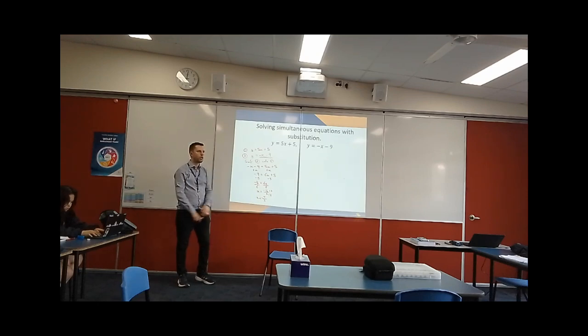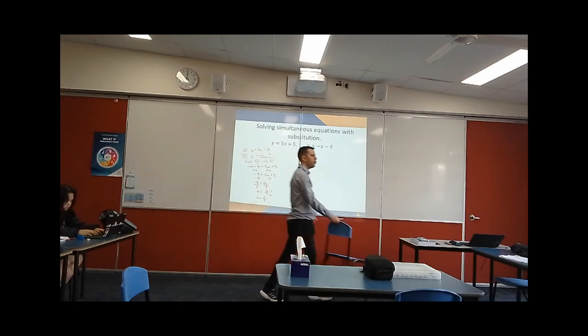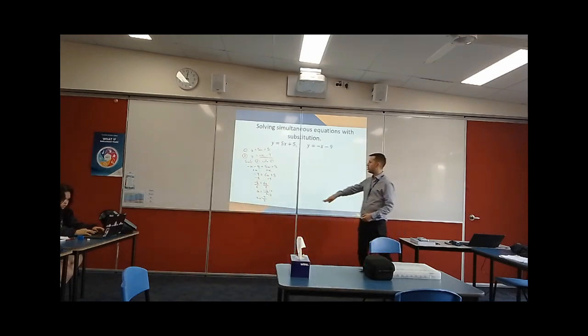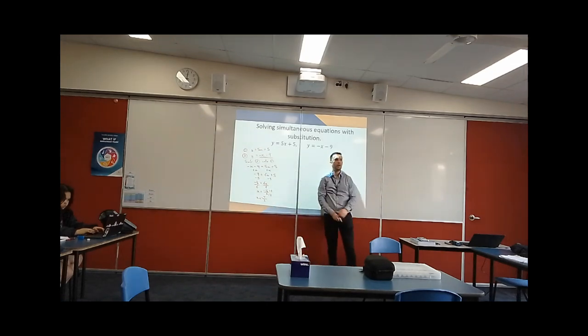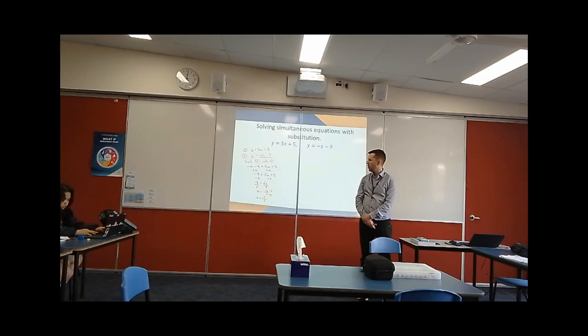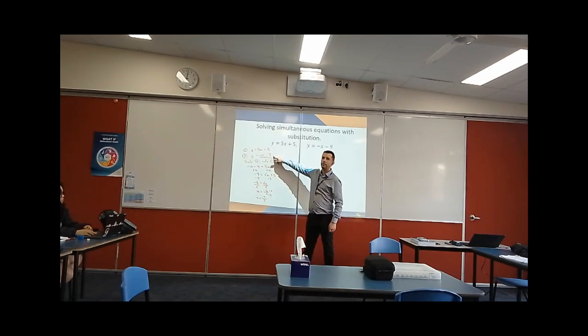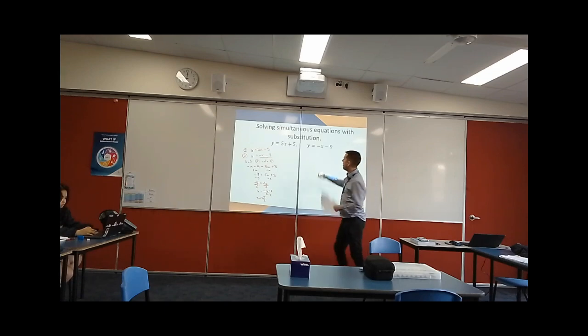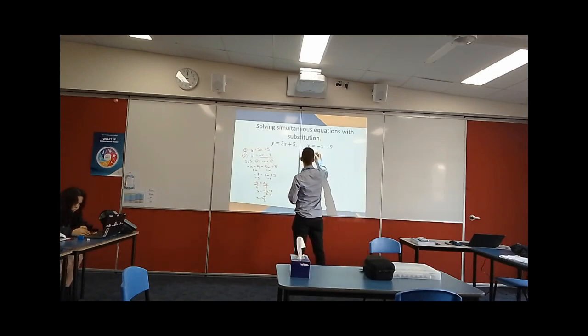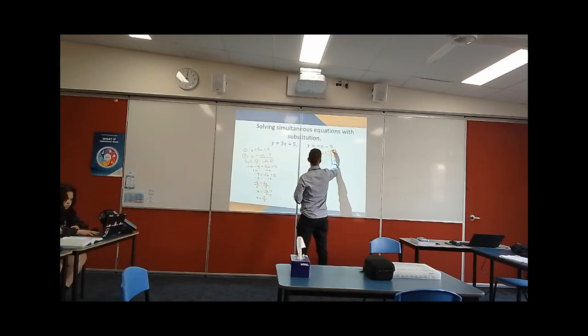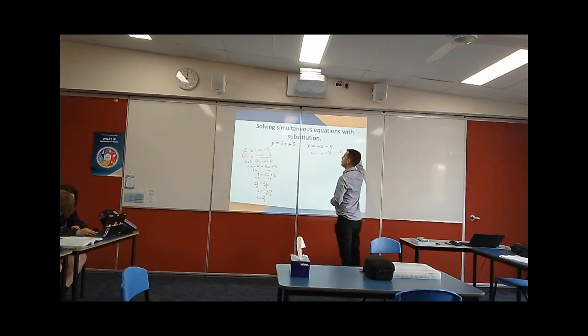But I need the full coordinate. So to find the full coordinate, I need to substitute this value into any one of those equations and solve it. Which equation do you think will be easier to substitute it in? I'm going to say this one here, because it's simpler. So, the next part is I'm going to sub x equals -7 over 3 into y equals -x take away 9.